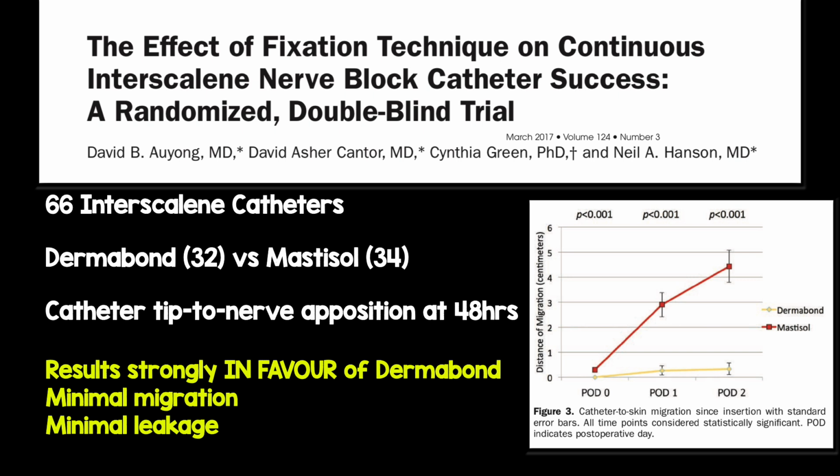Now, this is a study by David Ayong, and what he did was he did 66 interscalene catheters, and he compared Dermabond versus Mastisol. So 32 had Dermabond and 32 had Mastisol. And then they wanted to look at 48 hours later, how many of those catheters were still close to the nerves. And actually, in that particular study, the results were strongly in favor of Dermabond. There was minimal catheter migration and minimal leakage. When you look at the Mastisol group, there was a degree of migration that occurred. So Dermabond has a role in minimizing catheter tip migration.